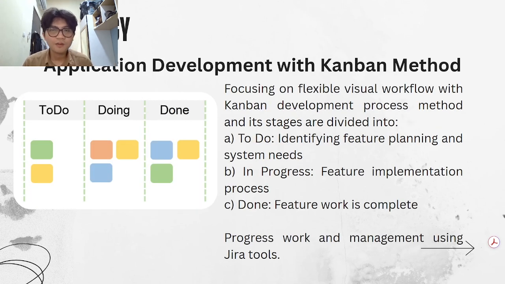The application development with Kanban methodology or Kanban software development life cycle. Focusing on a flexible visual workflow, the Kanban development process method has its stages divided into three steps. The first step is To Do. To Do is identifying feature planning and system needs.